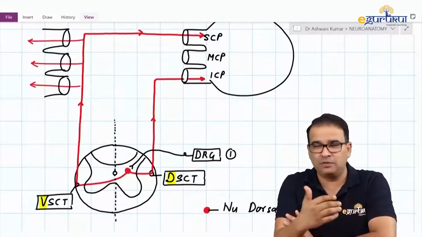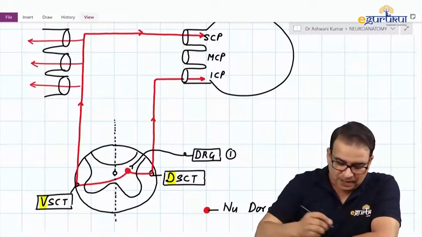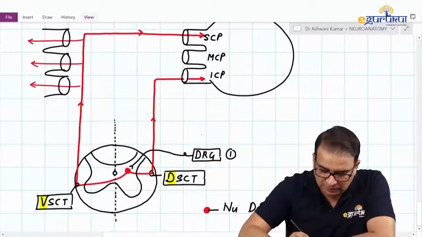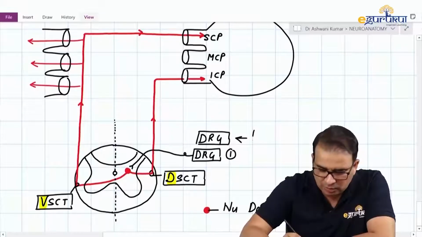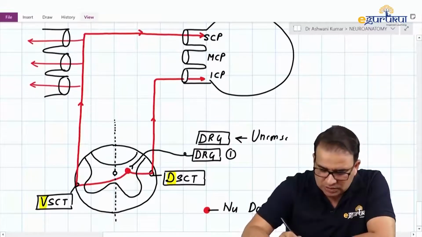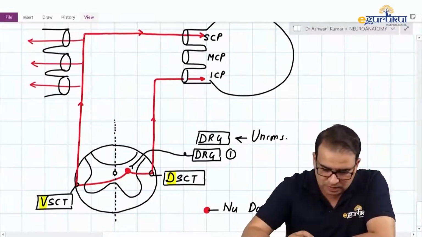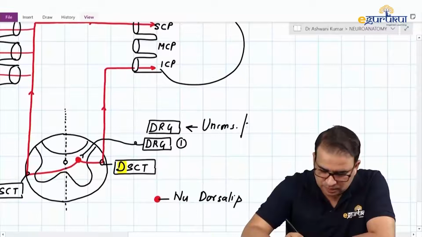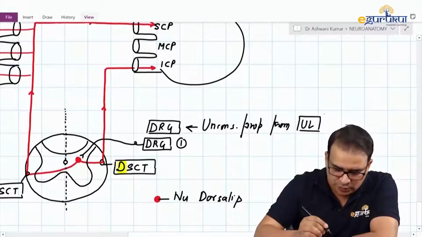Well, how is it possible? We must be having some tract for that. There is. Well, what tract is that? For upper limb, the difference is, guys, for the precise unconscious proprioception for the upper limb, I'm writing DRG once again. And this time we are talking about the unconscious proprioception from upper limb.